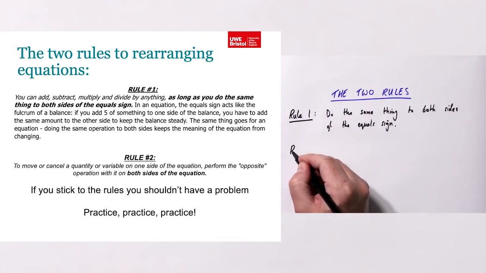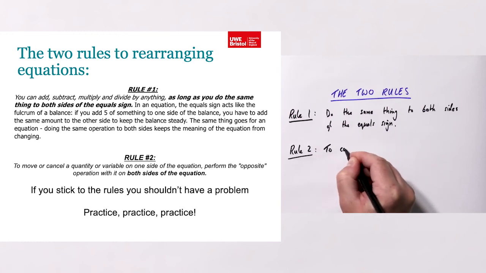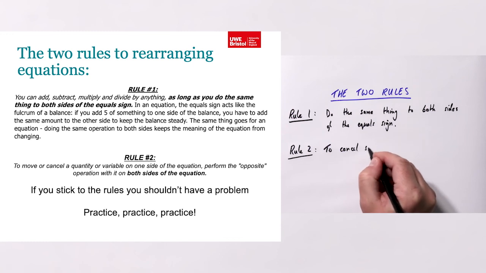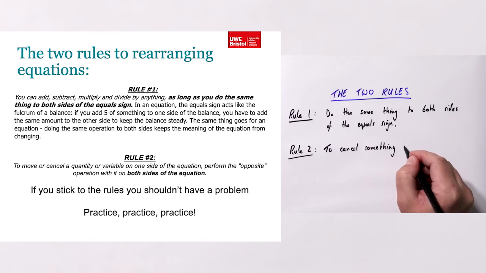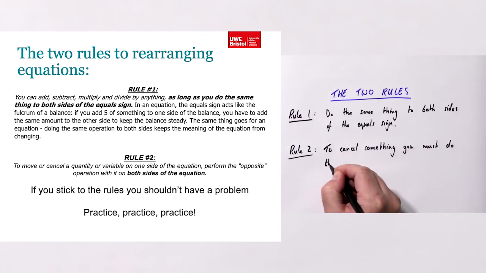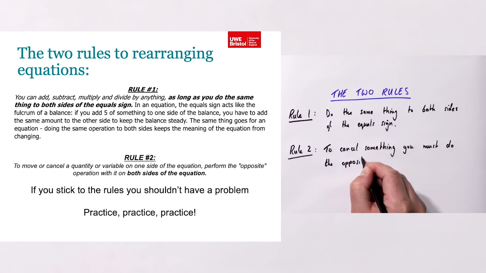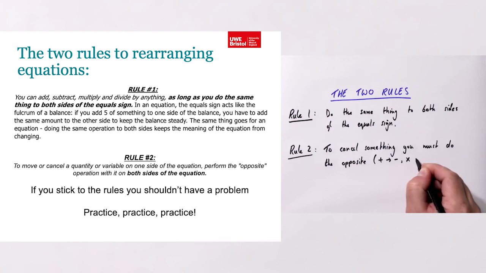And rule 2, to cancel something, so to get rid of it, you must do the opposite. So a plus becomes a minus, a times becomes a divide, a square root becomes a squared. And if you follow those two rules, all of the equations you rearrange should make sense.